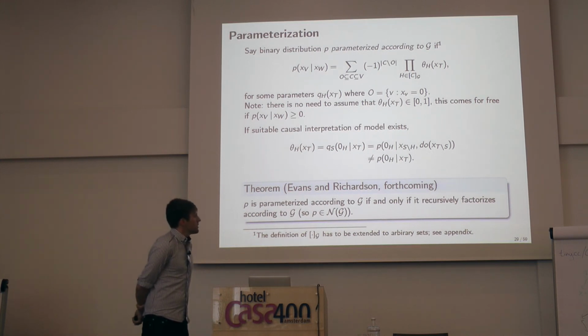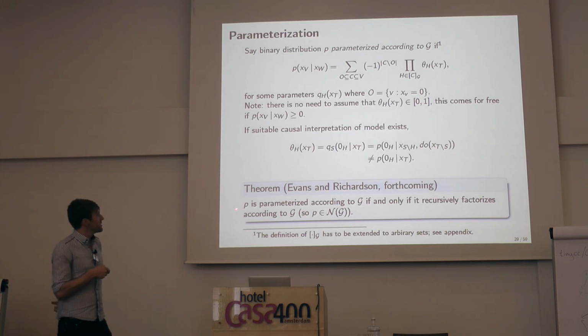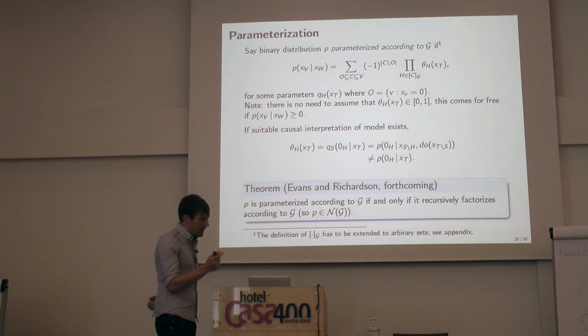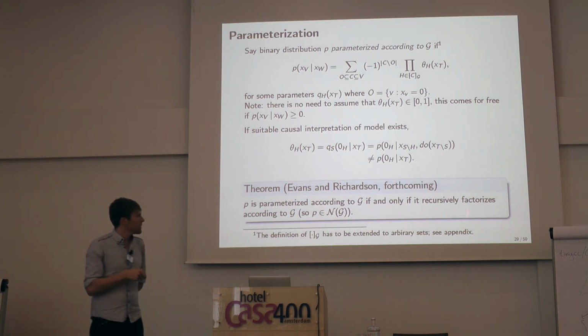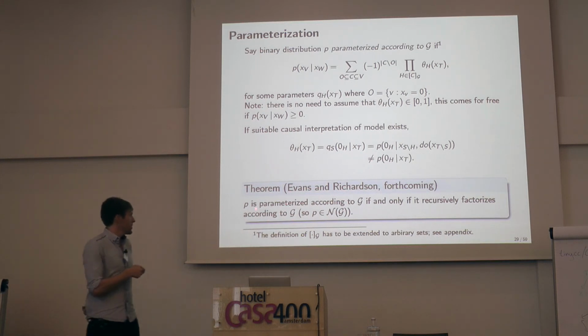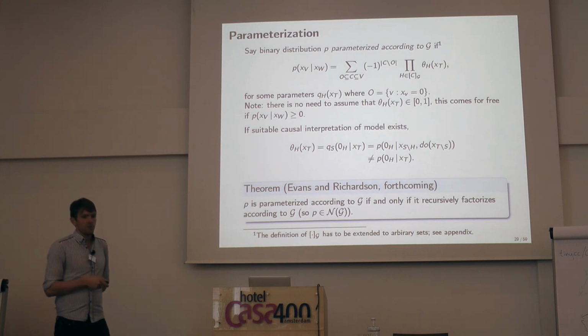And the other part, which is interesting, of course, is that it's obvious from the way I've proved this that if P recursively factorizes, then it's parameterized. Right? Because I constructed it using the fact that it recursively factorizes. But you can also show that if it's parameterized, then it's recursively factorized. So it's an if and only if result.